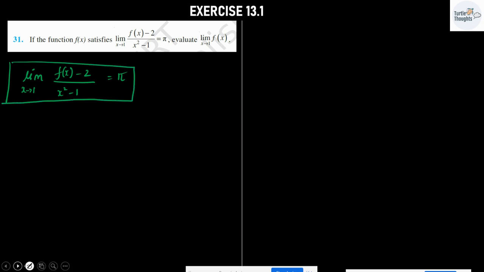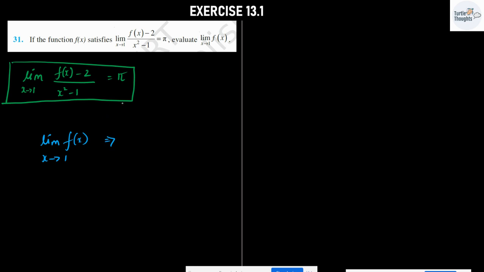All right, let me write down the function given over here. The limit of the function f of x minus 2 divided by x square minus 1 as x tends towards 1 is given as pi. This is what is given in the question. We have to find out or evaluate the limit of f of x as x tends to 1, right? What do you think the value of f of x is going to be here?